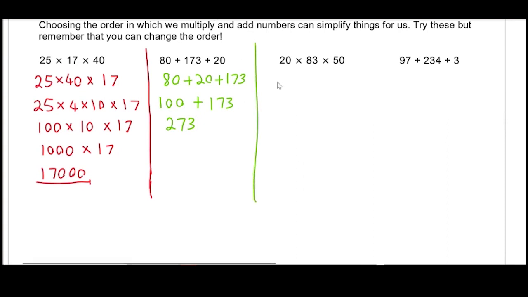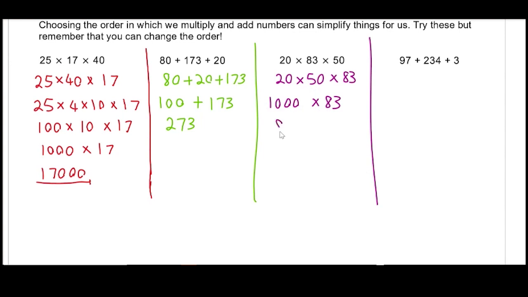Here's a multiplication one again. Let's multiply the 20 by the 50 first. Right, 20 times 50, well, 2 times 5 is 10, but each of them has an extra 0 on, so in fact 20 times 50 is 1,000. Times by 83, final answer, 83,000.